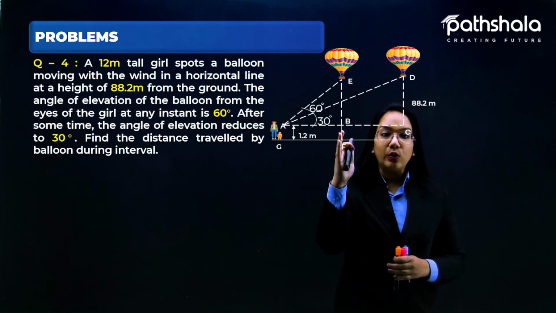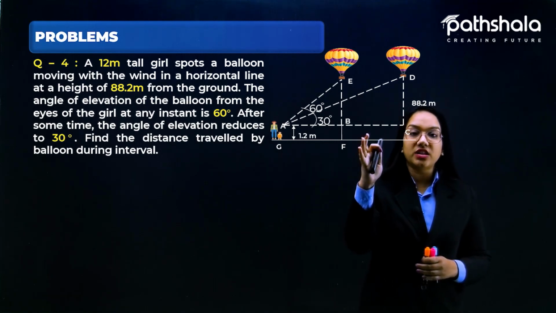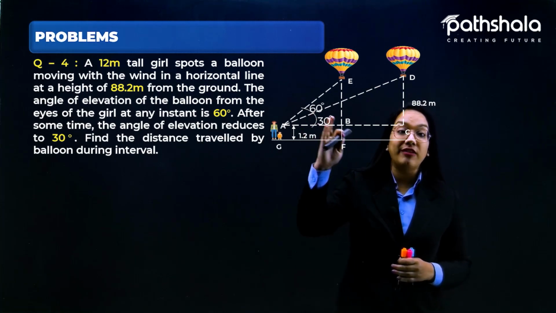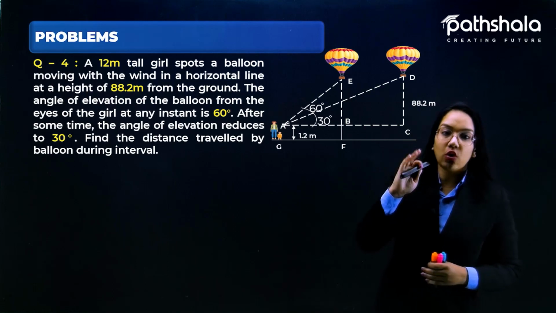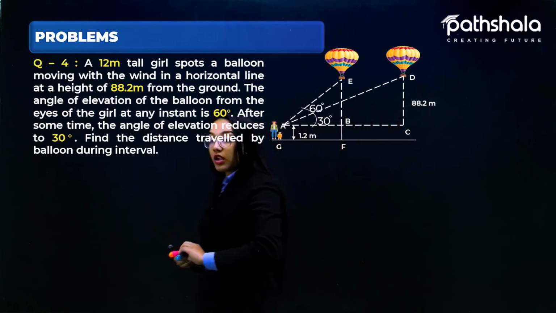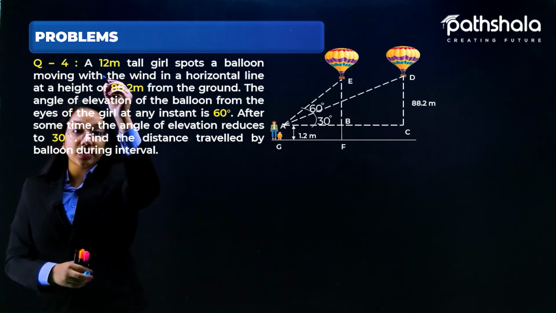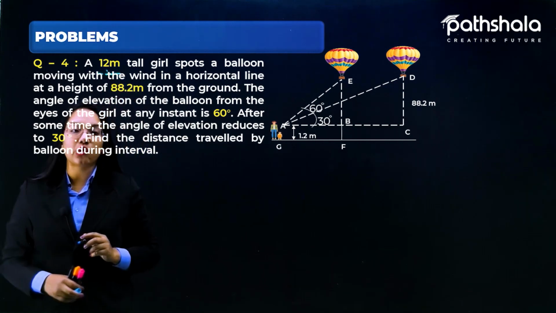So we just have to calculate this BC, the distance which is traveled by the balloon during the interval when the angle of elevation changed from 60 degrees to 30 degrees. Let us construct the figure again, and again I am correcting this: it is not 12 meter, it is a 1.2 meter tall girl.